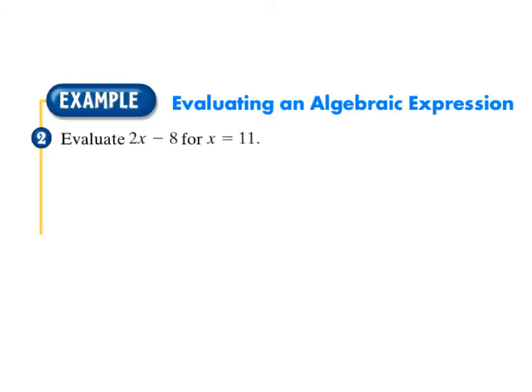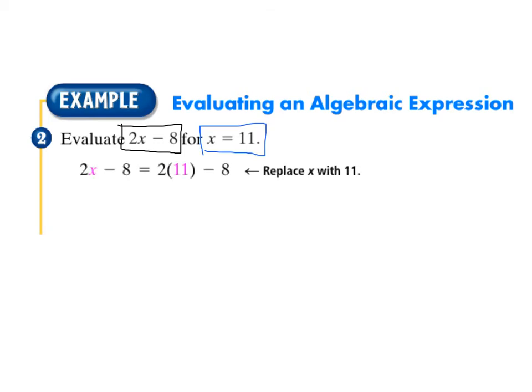So let's look at an example of evaluating an algebraic expression. The algebraic expression we're using is 2x minus 8. And they want us to work out the expression with x equals 11. So what that means is we're going to rewrite our expression and replace the x with an 11. So 2x minus 8 becomes 2 times 11 minus 8.